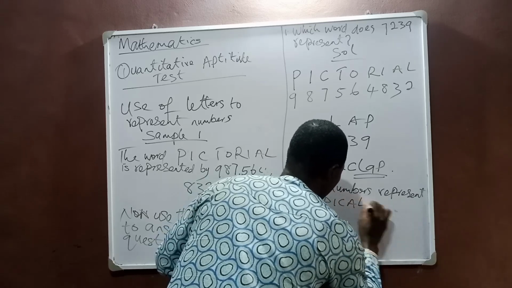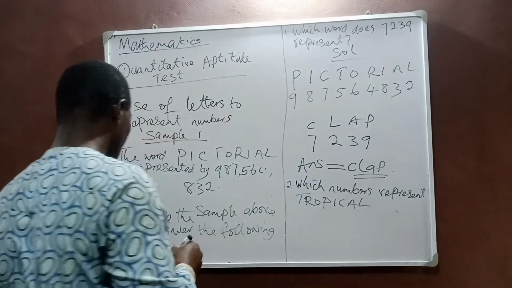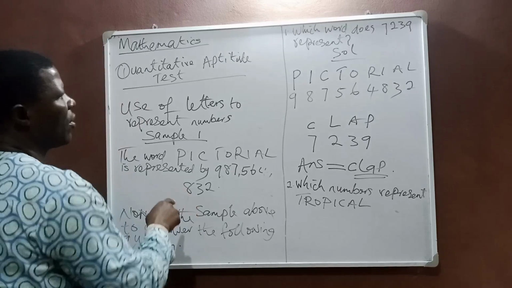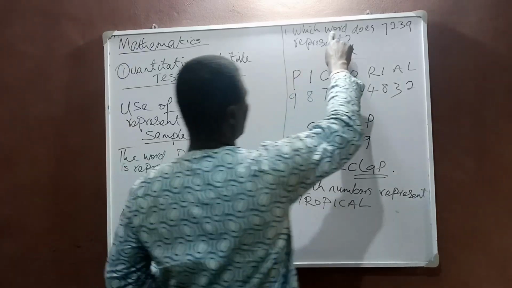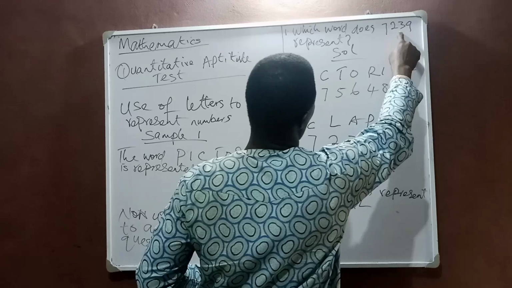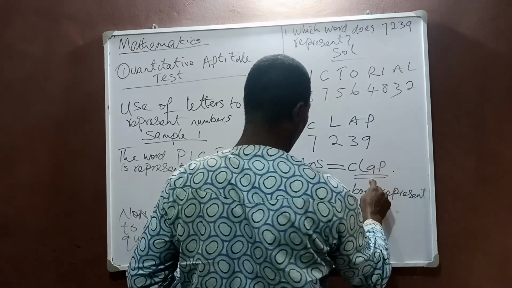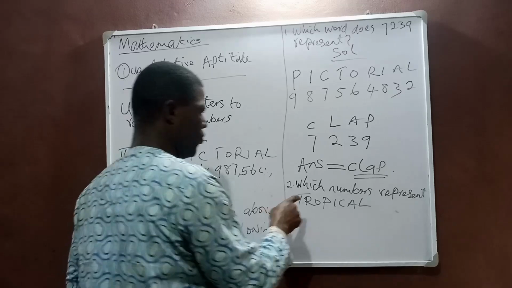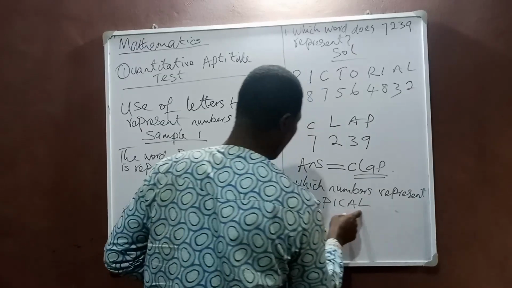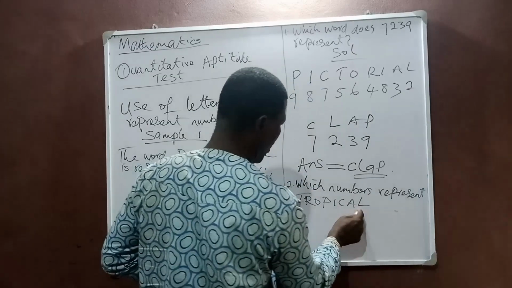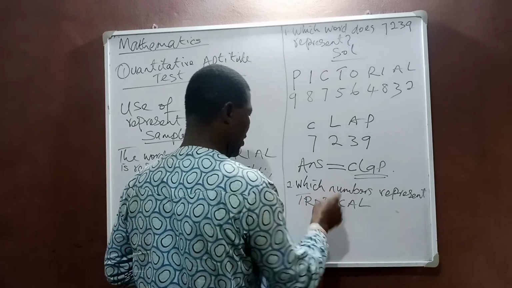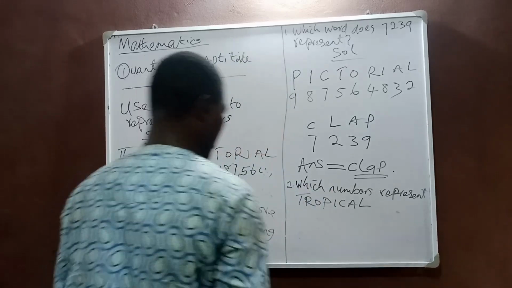Tropical. In the first question, they ask us which word this number represents, and the word this number represents is clap. Then now they're asking us which numbers represent tropical. So tropical is the word, and we want to find out the numbers that tropical is representing.